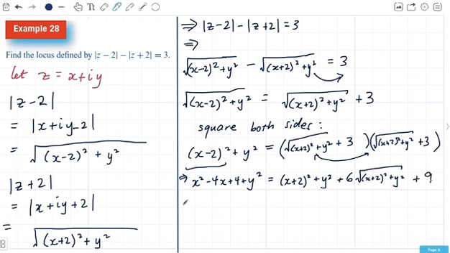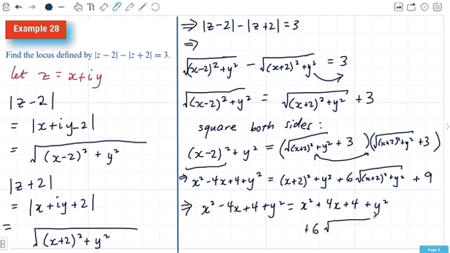A bit more expanding. Just expanding this other side as well: x squared plus 4x plus 4 plus y squared, plus all of this, the square root of x plus 2 squared plus y squared, and that plus 9. We can see that if you've got the same thing on both sides of the equation, it will cancel. X squared is the same on both sides, the y squared is the same, and the 4 is the same. So that's going to help us with a little bit of the cancelling. So let's pick up all of this. I'll put this on the next page so we can see.